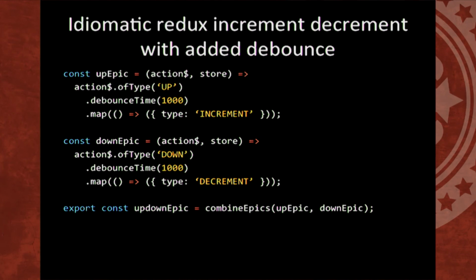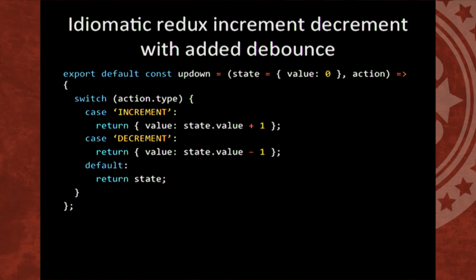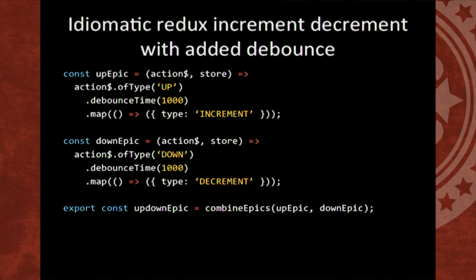So let's talk a little bit about, so I showed you earlier the idiomatic increment, decrement. So it looks like this, just to jump forward. That's when I'm clicking a button and incrementing a value, classic Redux example. But what if I wanted to debounce those button clicks? Maybe I have them dispatch up or down instead.